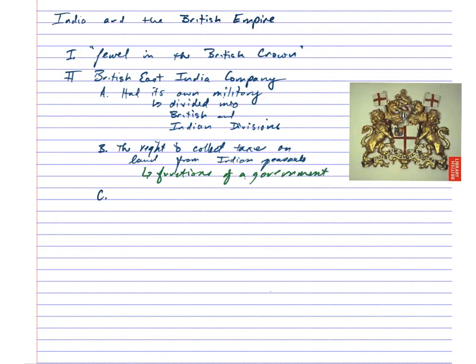Part C. It held monopolies in the trade of all goods. And remember, and this will be important later when we discuss China, that opium was the most lucrative.